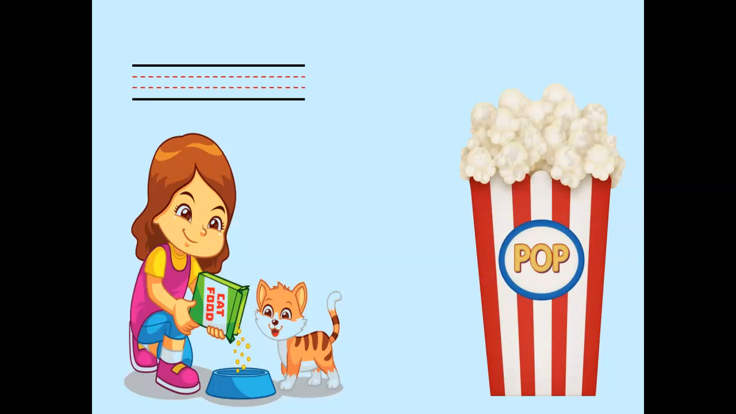Okay? Now, what's the first word in my lesson today, girls? What can you see? I can see a girl and a cat. The girl is feeding the cat. So, feed, F-E-E-D, feed. The word feed here, girls, is a verb, فعل, okay?